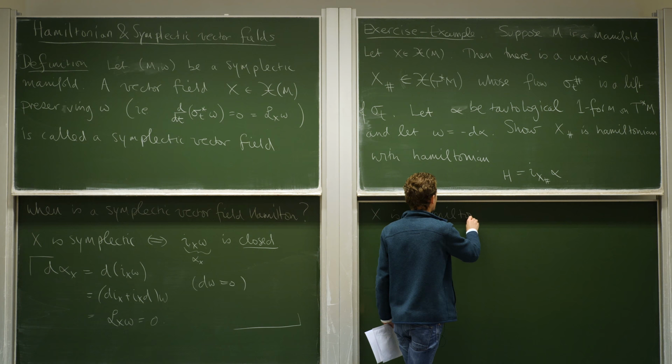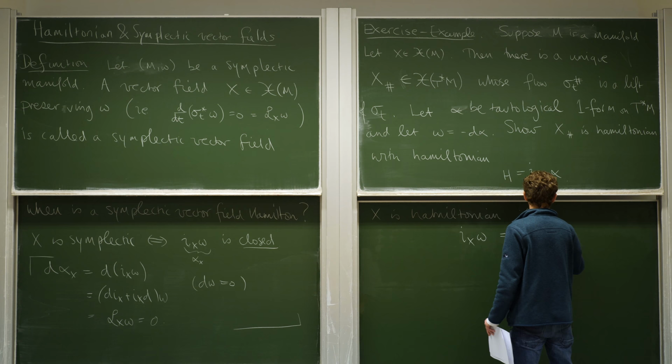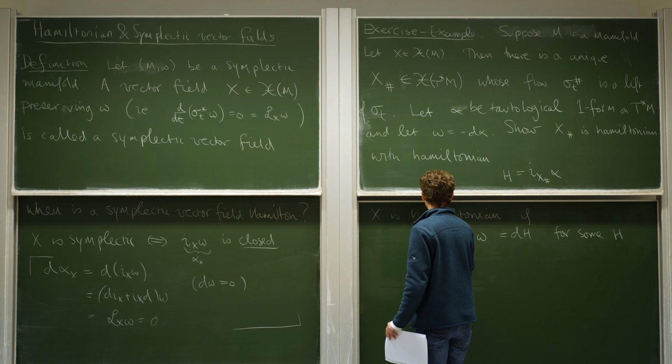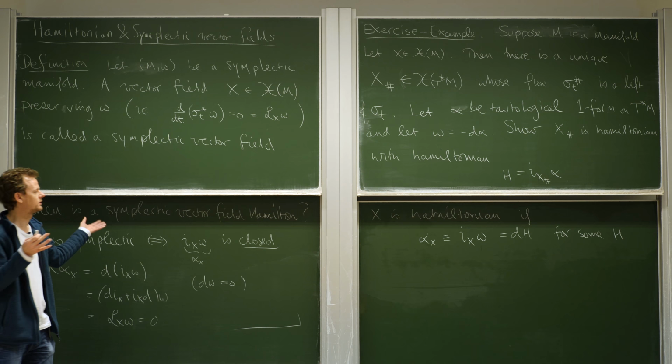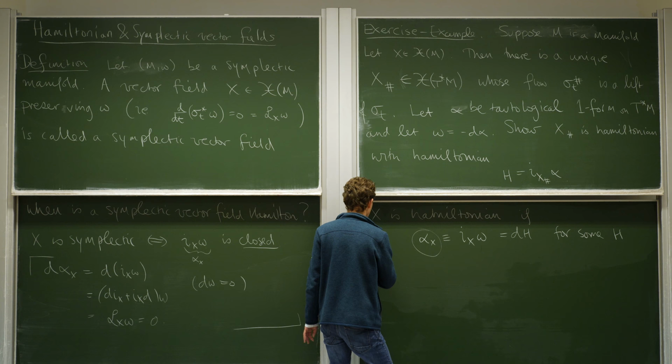So X is Hamiltonian if when you take the internal product of X with respect to omega, it's dH for some H. But here we see the crucial difference between a symplectic vector field and a Hamiltonian vector field. So this one form here is exact.